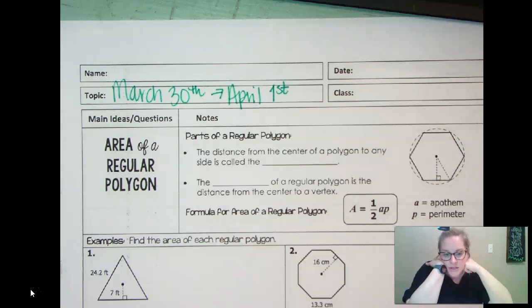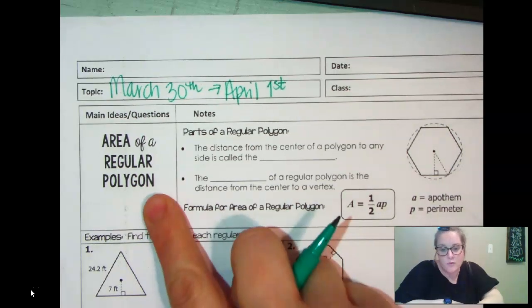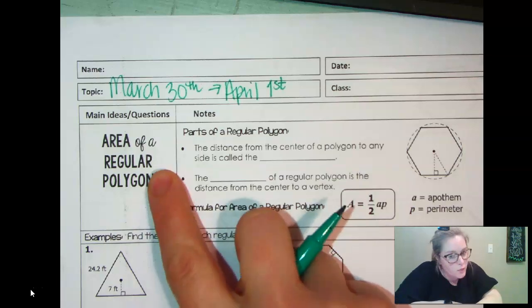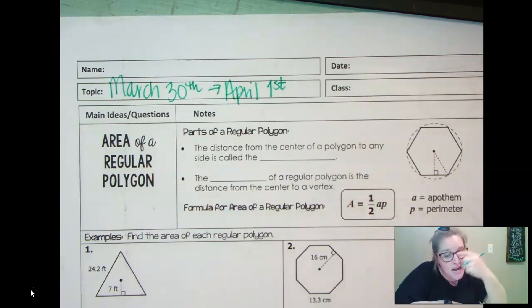Okay, so we are learning how to find the area of a regular polygon. Remember, if it's regular, that means that all the sides are going to be the same, like an equilateral triangle, a square. Anything that's past that is just called a regular polygon, a regular hexagon, regular whatever. Okay, so these are the parts that we need to know.